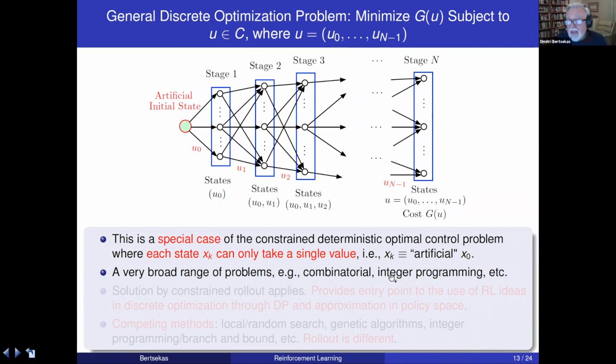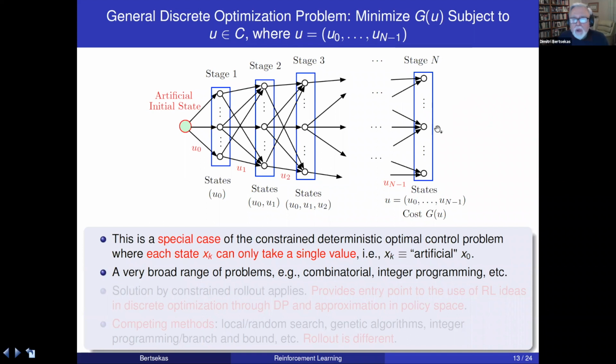Furthermore, any integer programming problem can be put into this framework. In integer programming, we have some variables which are these u's really, and they can take a value that's integer, usually 0 or 1. So in a 0-1 integer programming problem, the solution is a sequence of zeros and ones. And I'm going to give an example shortly.